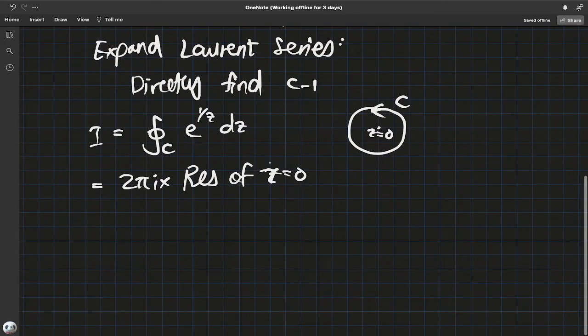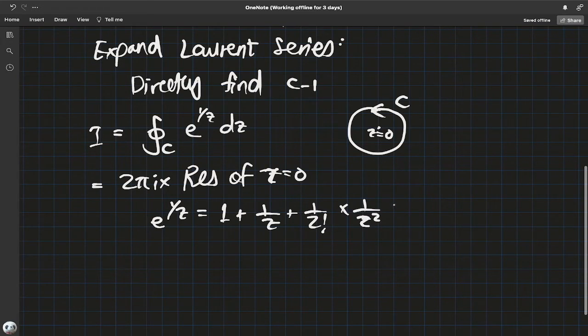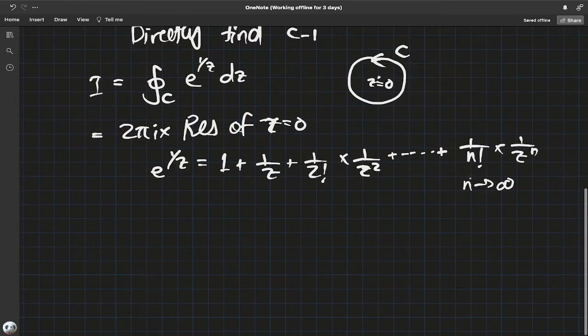So if we expand e raised to 1 over z as a Laurent series about the singularity z equals 0, we're basically going to have terms like 1 plus 1 over z plus 1 over 2 factorial times 1 over z squared, plus 1 over n factorial times 1 over z to the n, as n goes to infinity, because it's an infinite series.